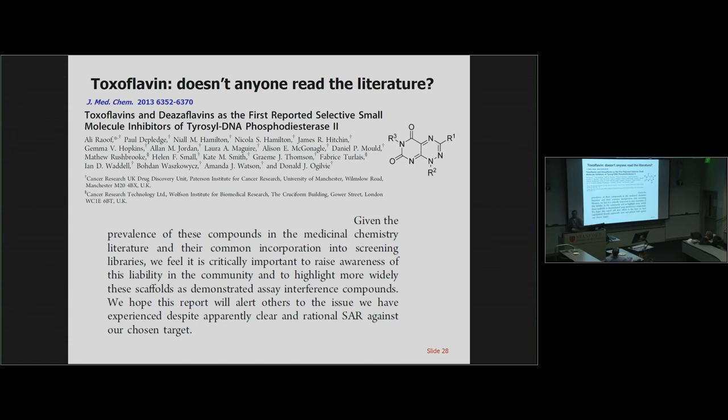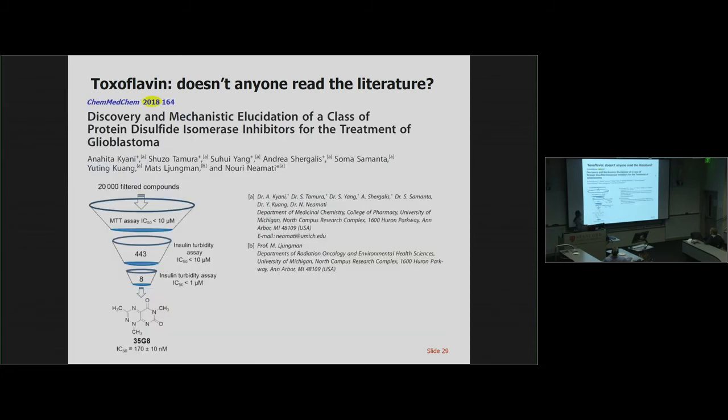And they actually go on to say, given the prevalence of these compounds in screening libraries, we feel it's important to raise awareness in the community and highlight these as assay interference compounds. We hope this report will alert others to the issue we have experienced, despite apparently clear and rational SAR against our chosen target. So this is 2013. Did they actually alert others to the issue? Well, unfortunately, no. This is from 2018.